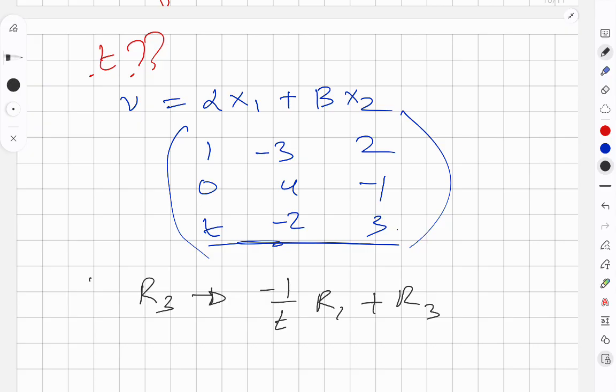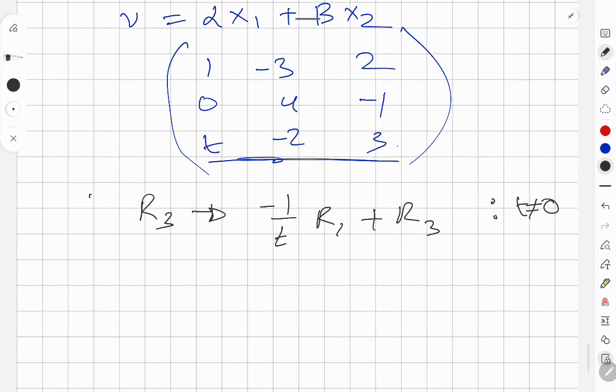Yes, it's okay, but I'm doing this approach, but there is a mistake here. Identify the mistake. t might be 0 also. So if t is not equal to 0, my statement will be valid. For now I'm analyzing for t not equal to 0. Then I will analyze for t equal to 0.